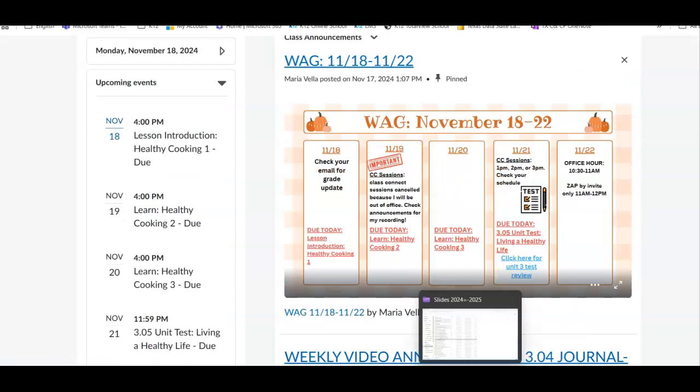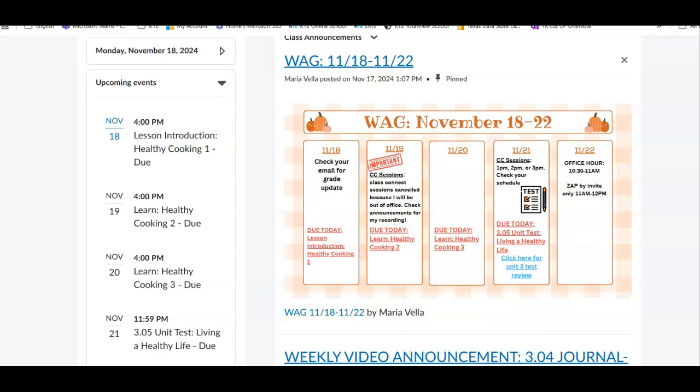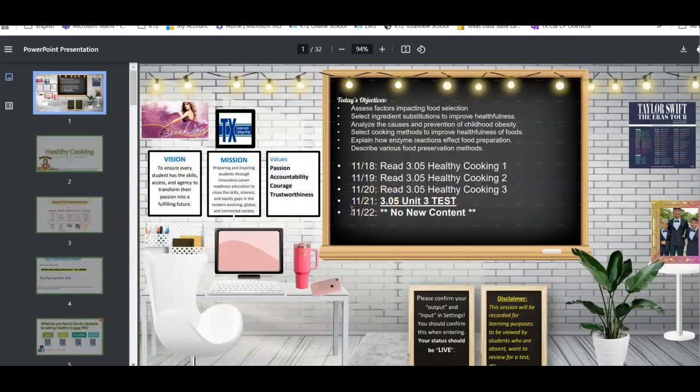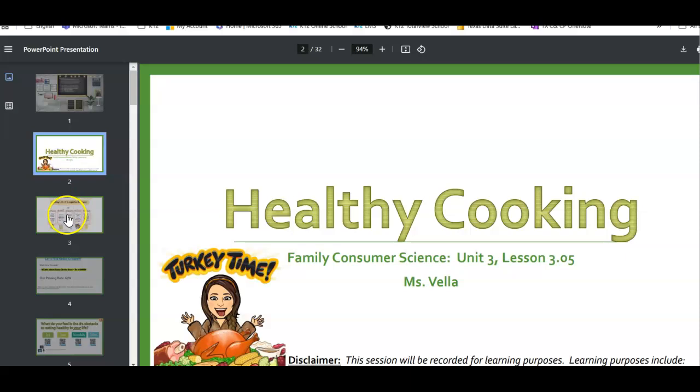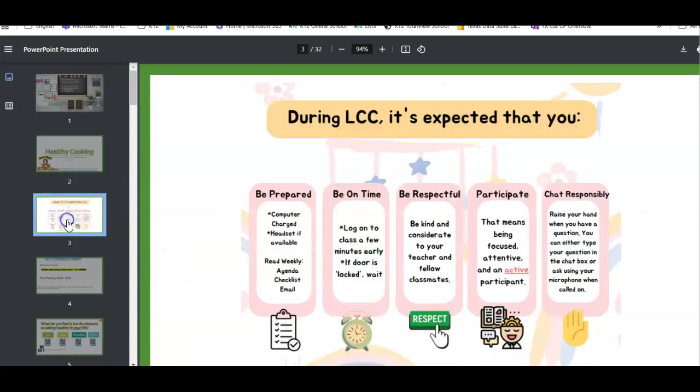Okay, so I'm going to actually go in right now and let's just get into our lesson. You'll notice where it says 11:22, no new content. That means that you're not going to be learning anything new or having any other assignments other than your final exam. So you really need to be using that time to get any missing work done that you have to get done. We are going to be learning about healthy cooking today.